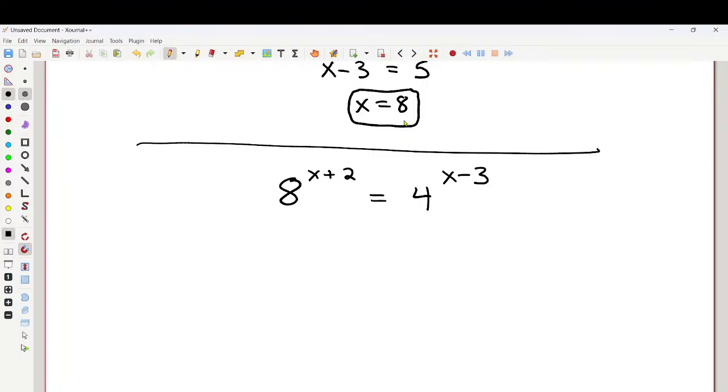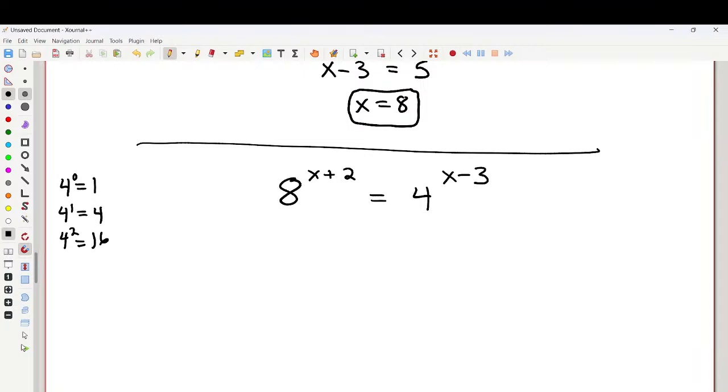Any ideas how we can make them have the same base? Like, is there any numbers coming to your mind? 4 and 8. Can I make 8 using a base 4? What a weird question. But can I? Let's look. 4 to the 0 is not 8. 4 to the 1st is not 8. No, we can't make that base become a base 4.